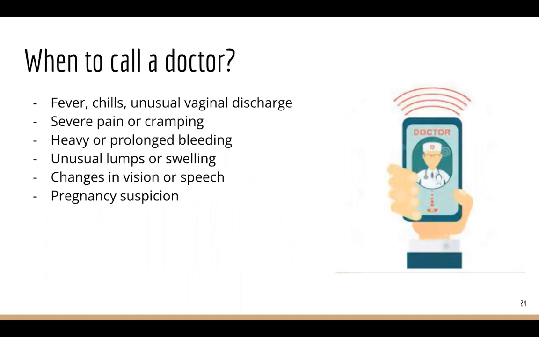When should you call a doctor? If you have fever, chills, unusual vaginal discharge, severe pain or cramping, heavy or prolonged bleeding, unusual lumps or swelling, changes in vision or speech, or if you suspect pregnancy.